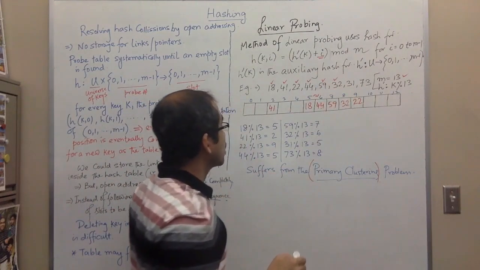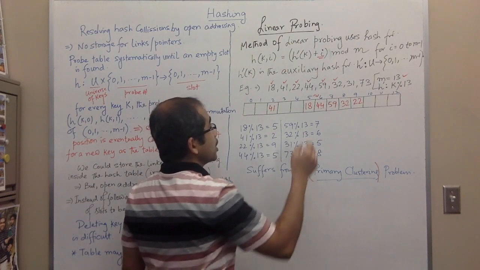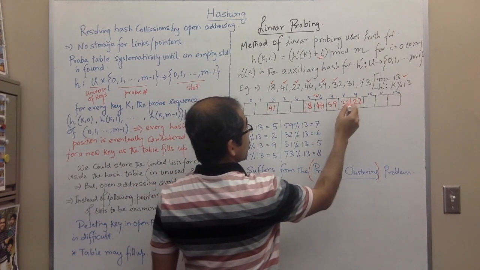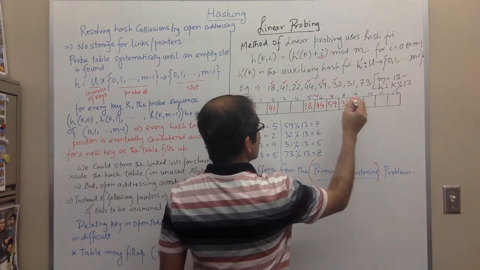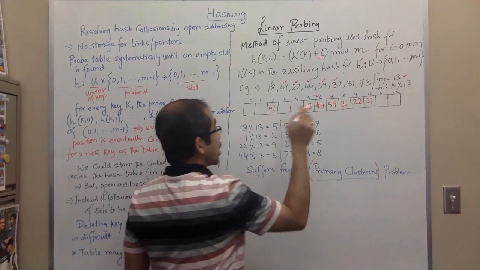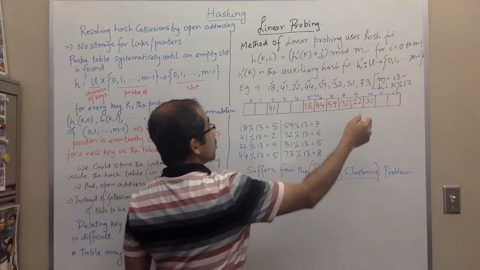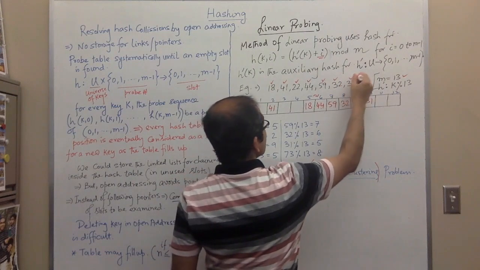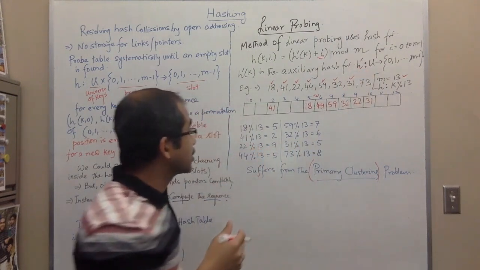Then comes 31. 31 modulo 13 is 5. So we cannot have it in 5, we cannot have it in 6, we cannot have it in 7, we cannot have it in 8, we cannot have it in 9. So 31 goes in position 10. You see, if we try to find 31, I have to keep looking, so the searching time will increase.